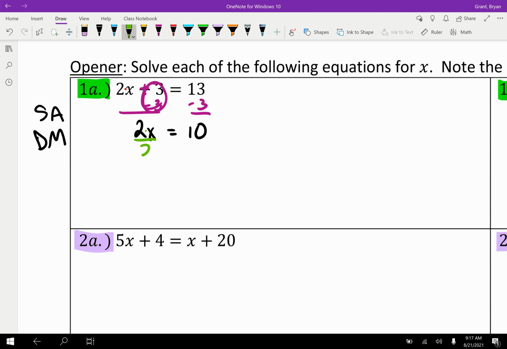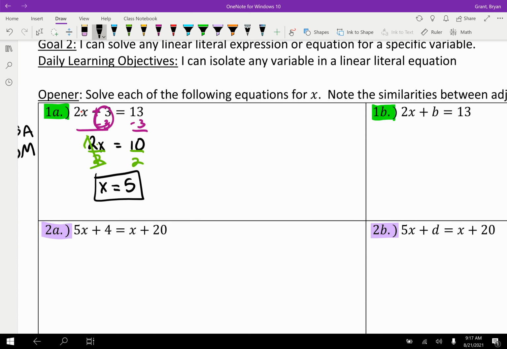The 2 is multiplying, so we need to divide that 2 from each side. Anything divided by itself is 1, and that gives us 5. Only 2 steps to solve. It's a 2-step equation. We did this in lesson 1.1. So let's go ahead and compare that to 1b.